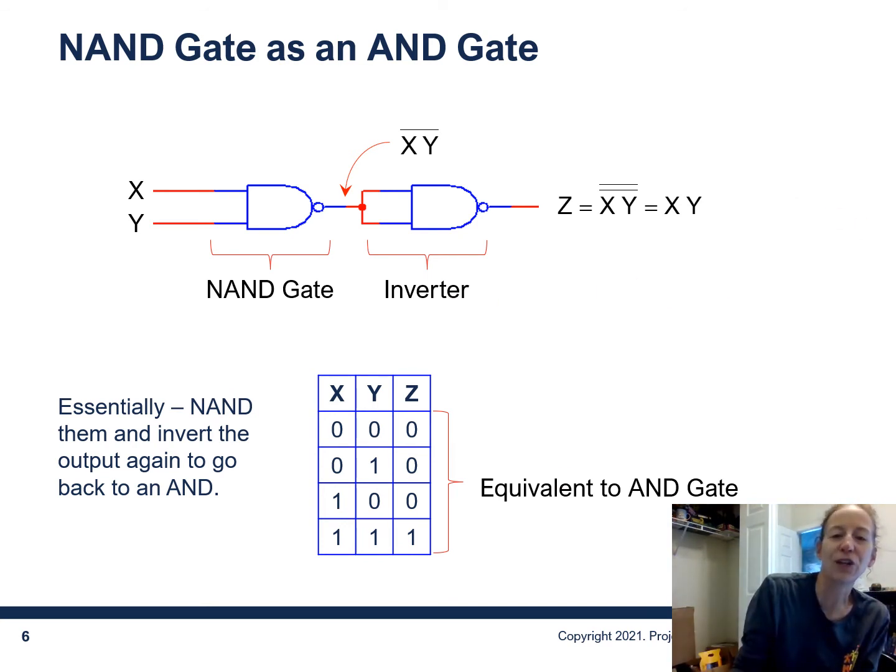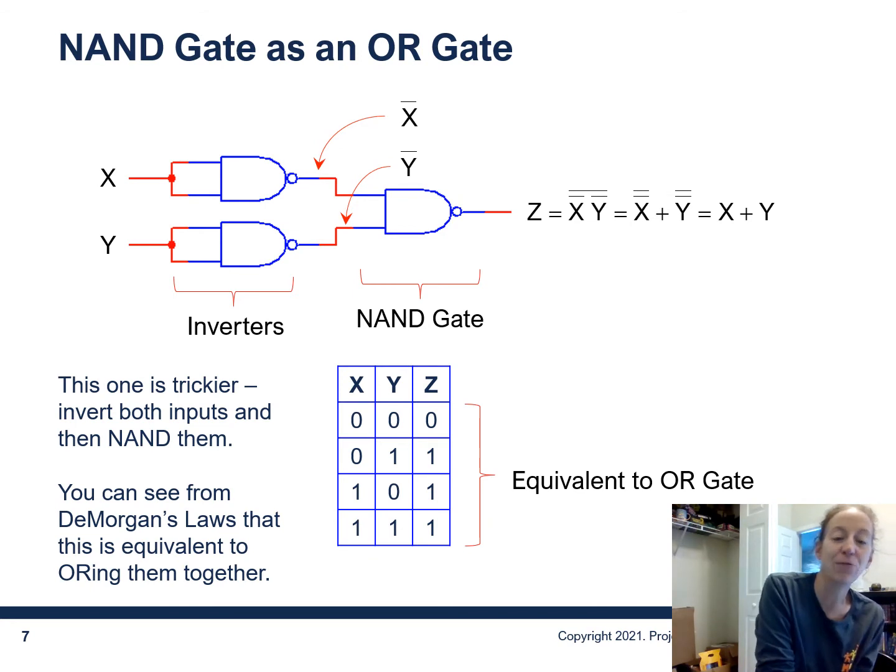Now, this one is the trickier one, which I actually wrote on the slide. This one is trickier. So suppose you have an OR gate. What it might be worth looking at is the truth table for the OR gate. The truth table for the OR gate goes high if one or the other or both are high. And so we want to be able to get this output here.